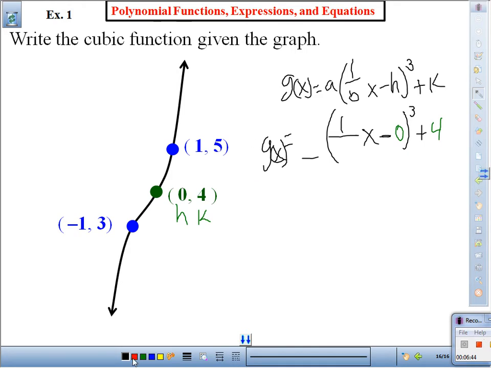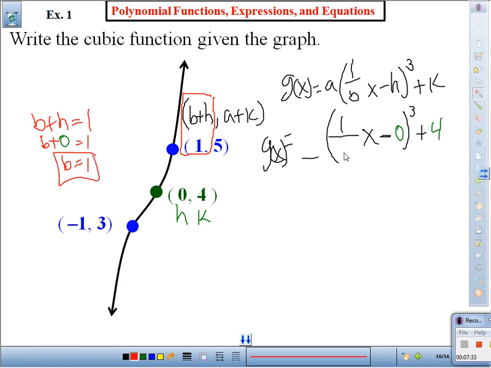All right, so now check this out. What do we know about this point? That to get a point right above the vertex, the value was what? b plus h for this, and a plus k for this. How does that help me, Mr. Q? Well, let me show you. This corresponds to this one, is that correct? That means b plus h equals 1. What is h? 0. So that means I end up with b plus 0 equals 1. So what is b? 1. That goes right there.